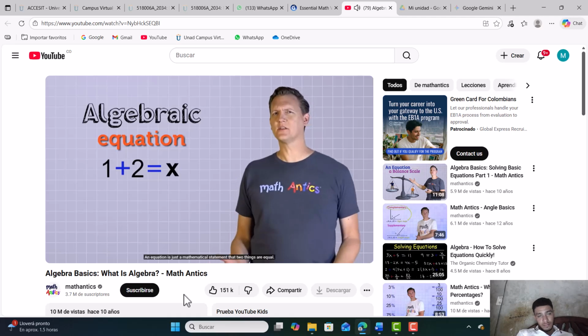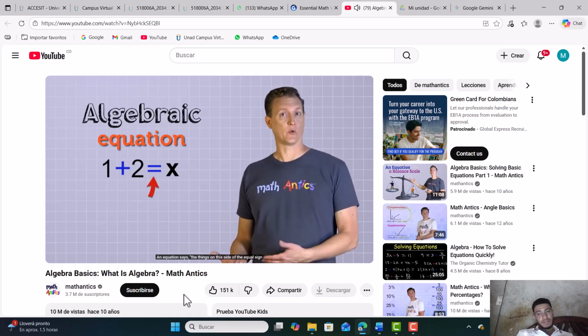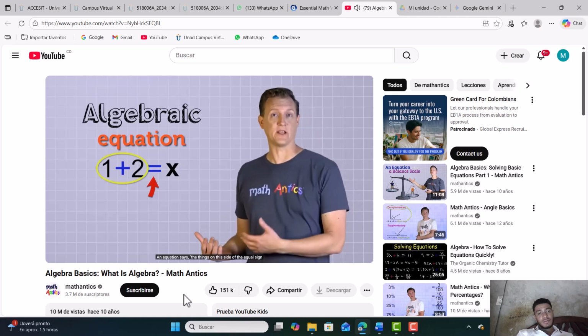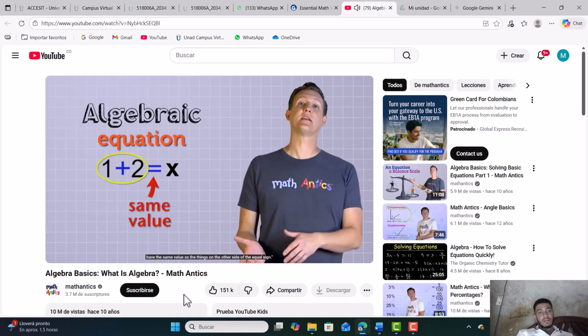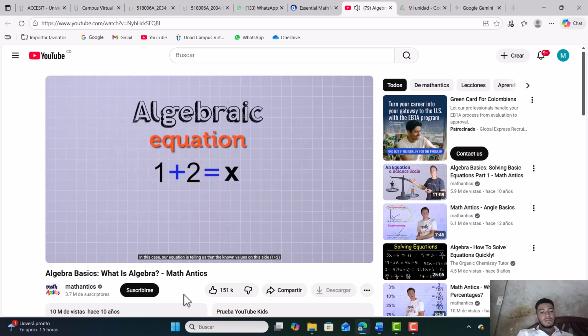An equation is just a mathematical statement that two things are equal. An equation says the things on this side of the equal sign have the same value as the things on the other side of the equal sign. In this case, our equation is telling us that the known values on this side, 1 plus 2, are equal to what's on the other side, which happens to be the unknown value that we're calling x.